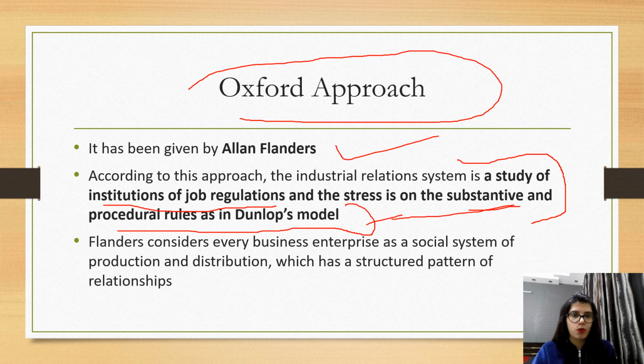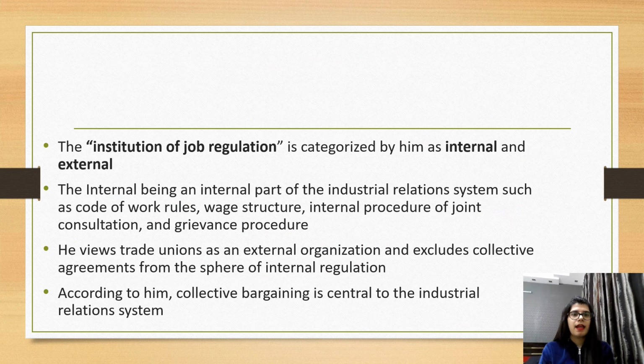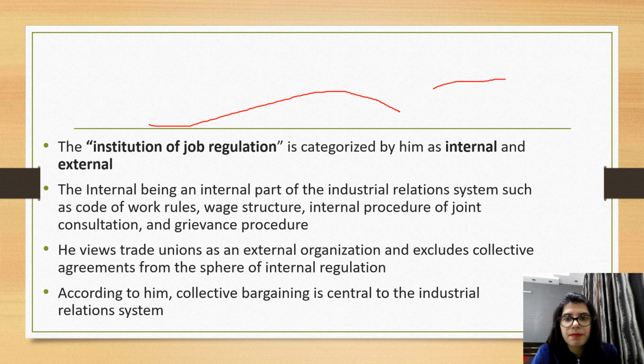Okay, so now Flanders considers every business enterprise as a social system of production and distribution which has a structured pattern of relationships. So here what I'm telling you is just remember that this system is a study of institutions of job regulations, right? And now, the institution of job regulation is categorized by him as internal and external.